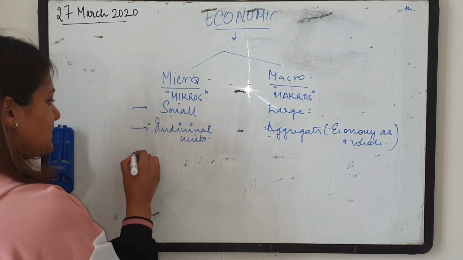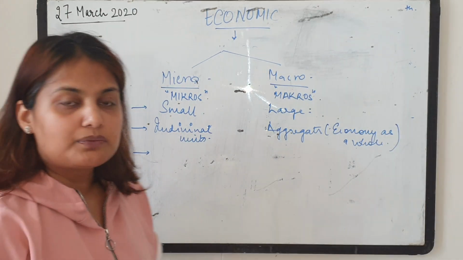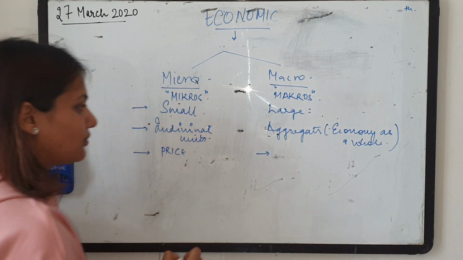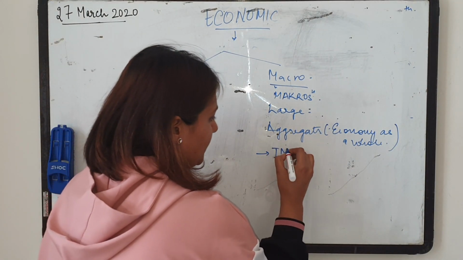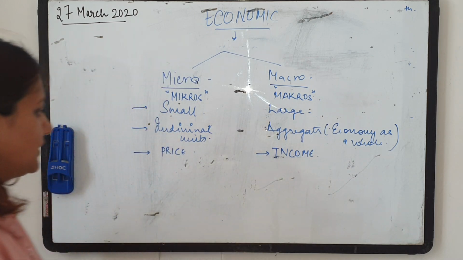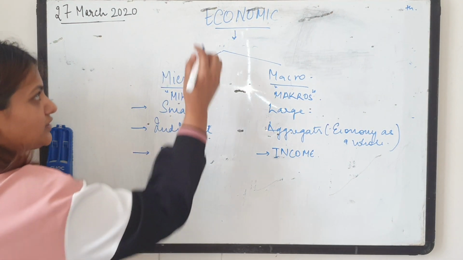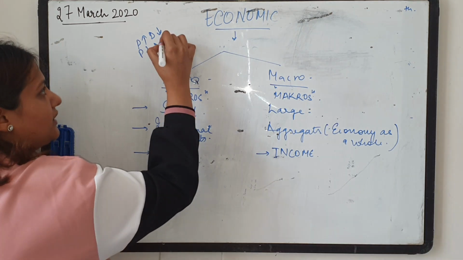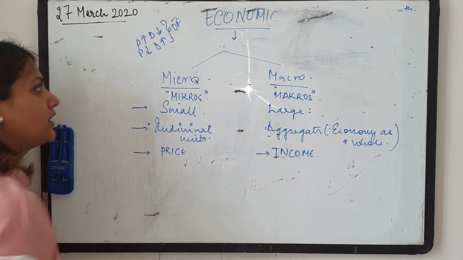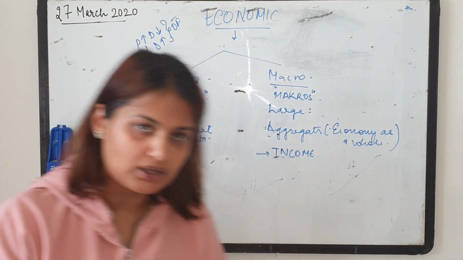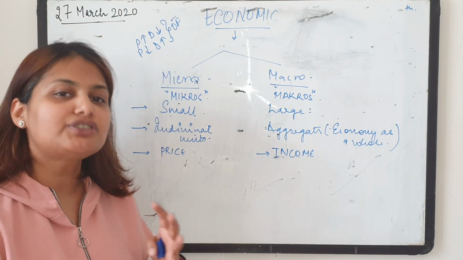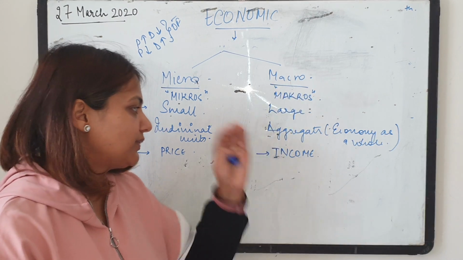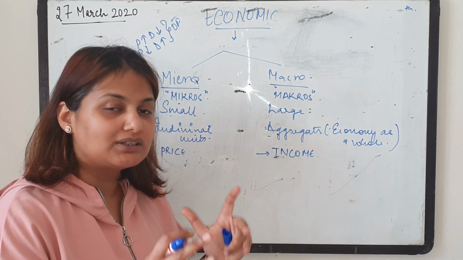Then the other difference is that in micro we deal with one determinant, which is price, and under macro we deal with one component, which is income. Later you will be able to understand it more. Just as an example, when it comes to price, we've heard that when the prices increase, demand decreases, or the prices fall, demand increases, other factors remaining constant. So anytime you will be studying a microeconomic concept, you will always be taking price as the major determinant. Whereas whenever we study macroeconomics, we will always go with the determinant or component income.